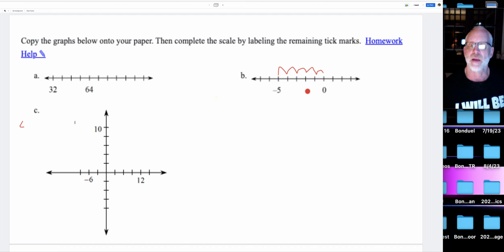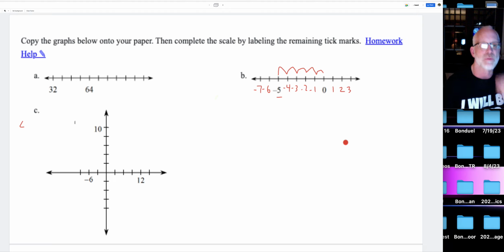So I went here, I went -1, -2, -3, -4, and then -5. That worked out. So I kept going to -6 and -7. In the opposite direction, I know it's going by ones, so I went 1, 2, and 3.